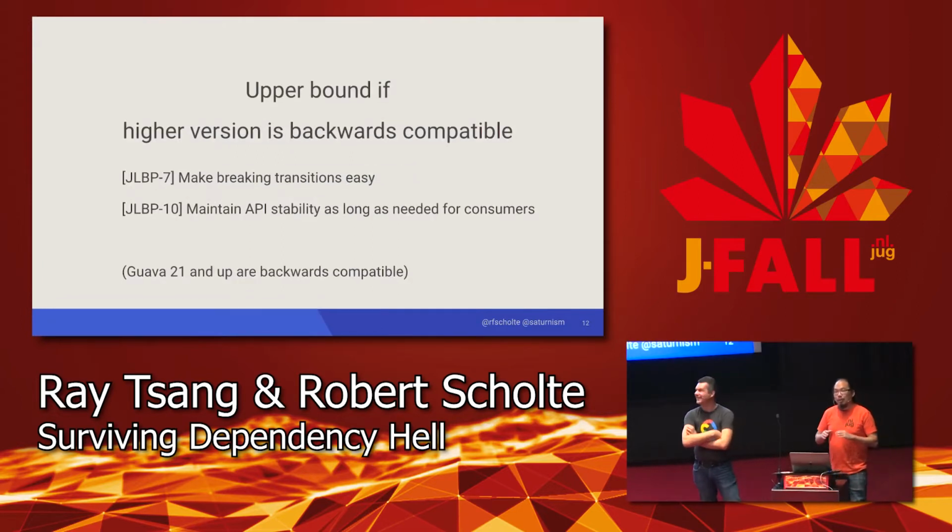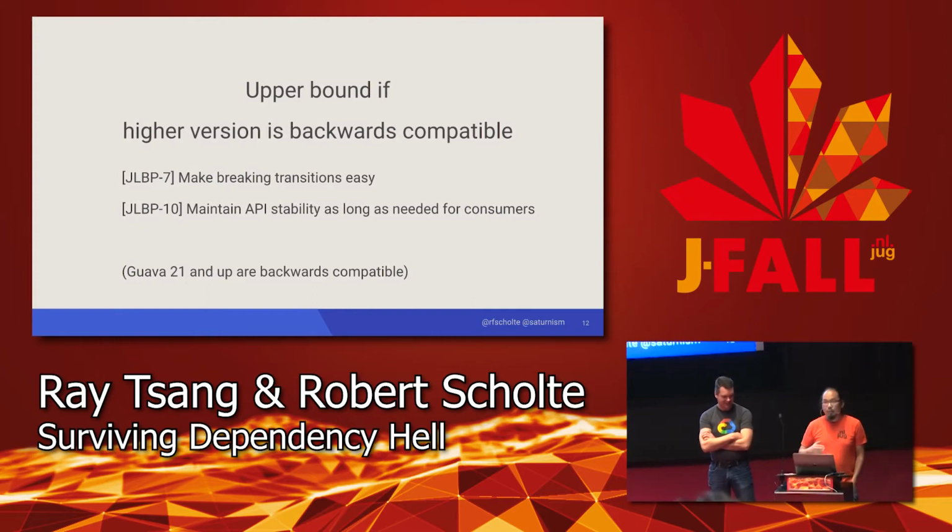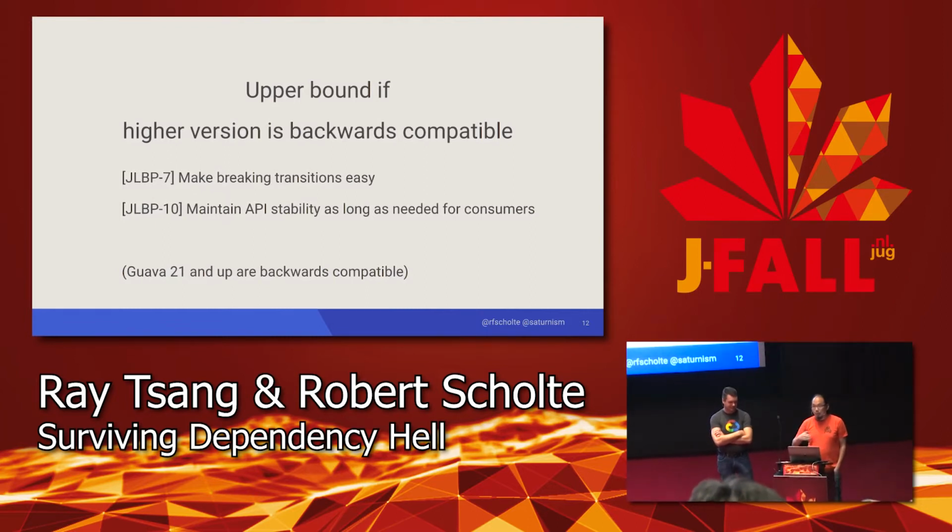But the upper bounds, right? Think about it. If we're always requiring the latest version, then the latest version is not guaranteed to be backwards compatible. Then upper bound may not actually be the right solution either. So upper bound only works if the higher version is backwards compatible. We do have some best practices around this. Number one is that as you are creating a new version, you should make the transition easy, and you should have backward compatible APIs until you're ready to actually break.